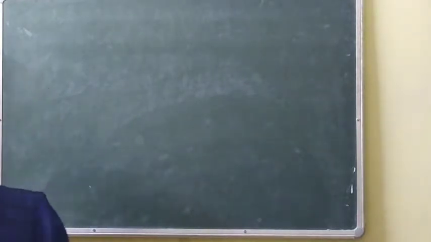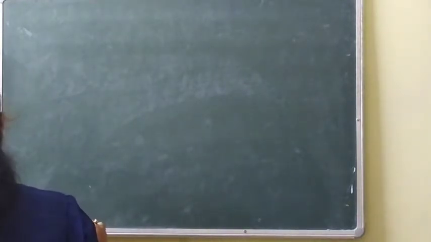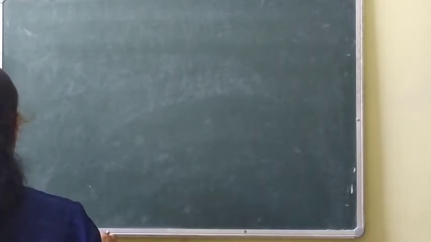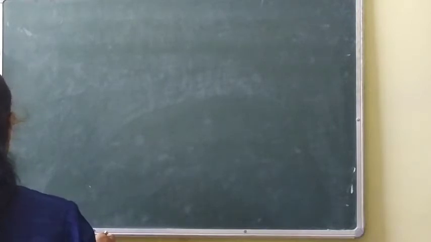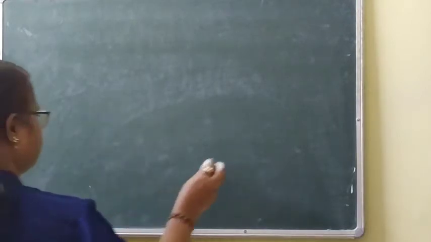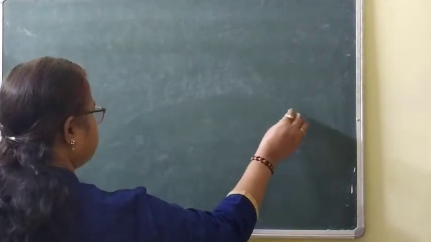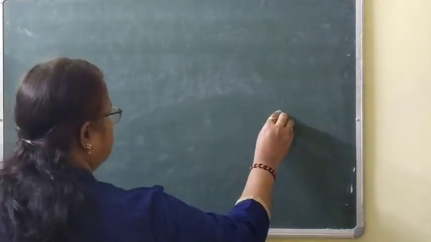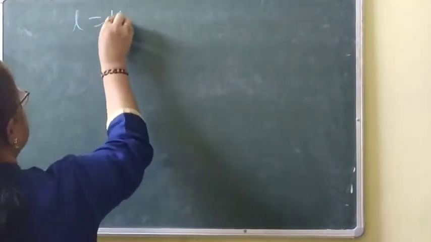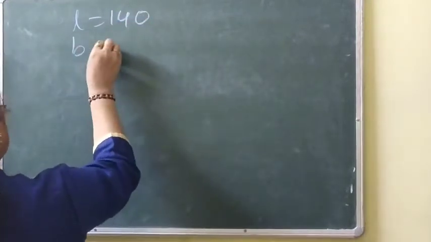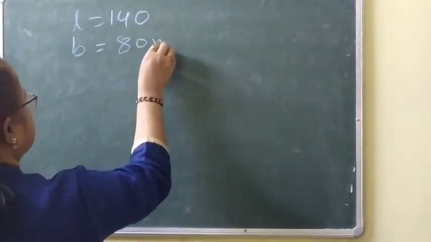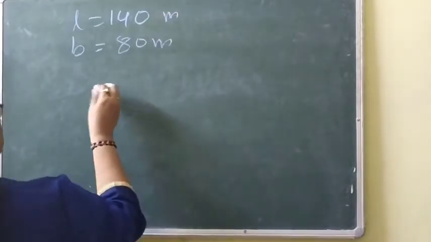Now the next question is, what was the length we got in the previous question? Length we got 140, and the breadth what we got? 80 meter. Clear? And we have to find out the perimeter cost.